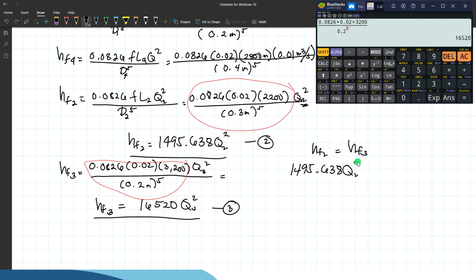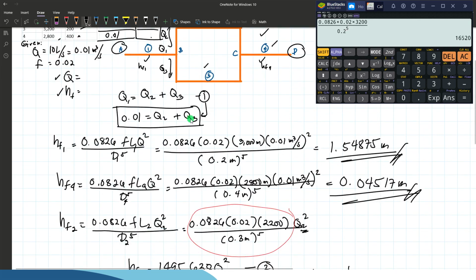1495.638 Q2 squared is equal to 16,520 Q3 squared. Okay, so we have this equation. Now what we are going to do next is to find another equation to express this in a single variable.